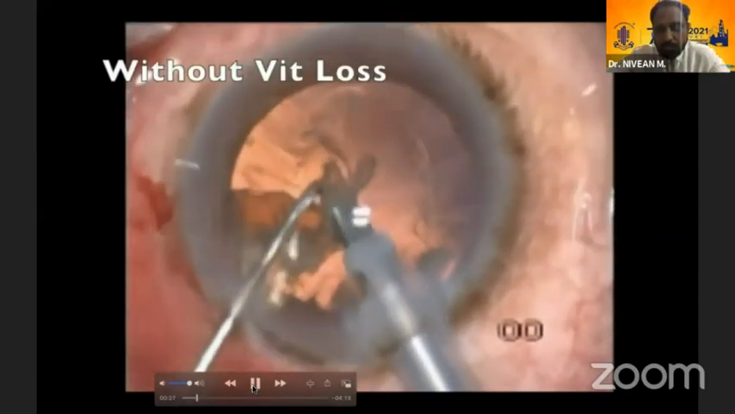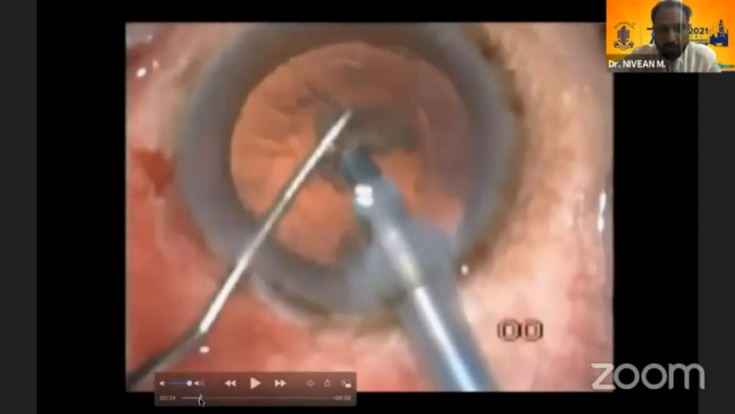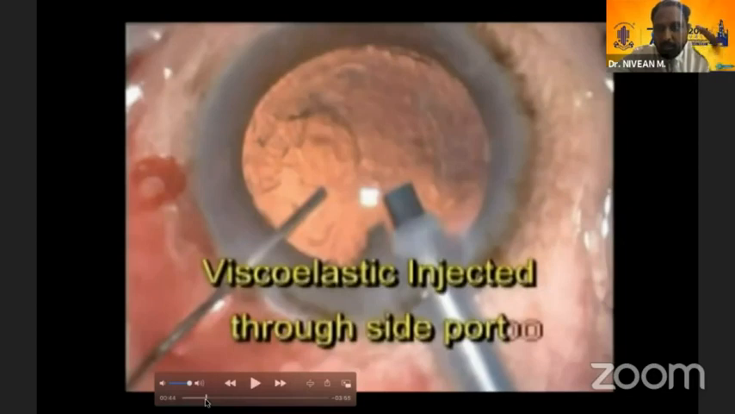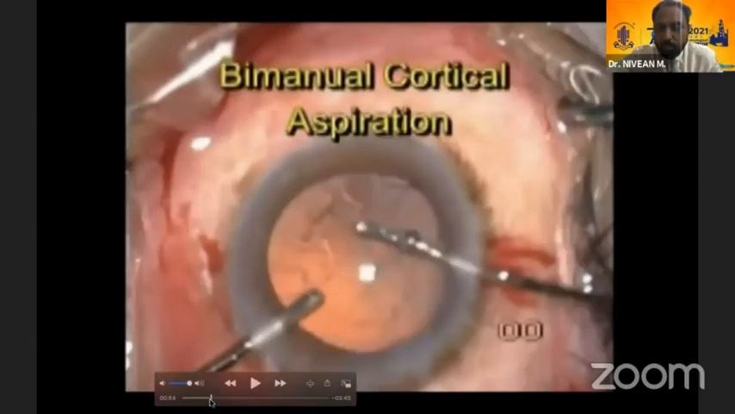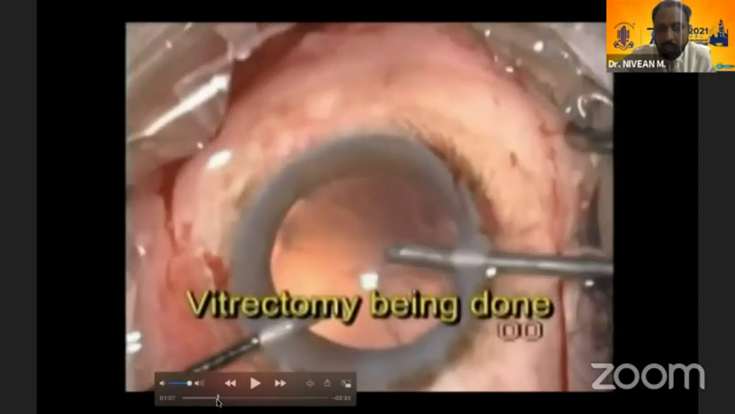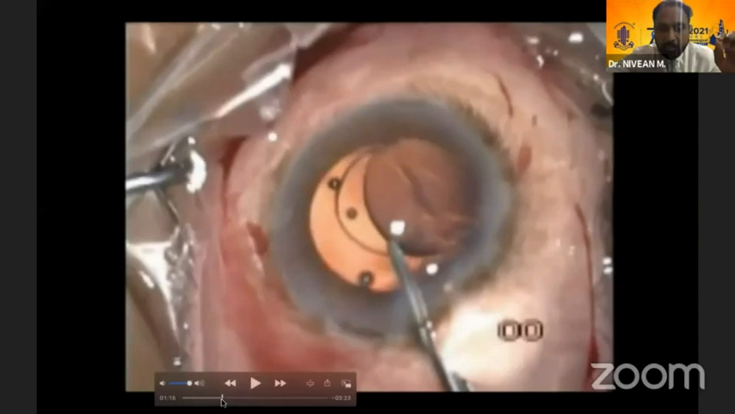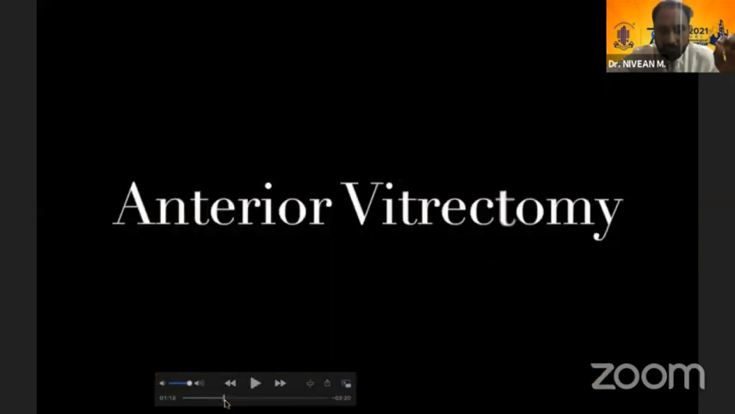The first thing is early recognition of at what step the rent actually happens. Once we find that out, we prevent extension by putting viscoelastic, keeping the chamber tight and making sure that the rent does not extend. Then doing a good cortical cleanup, making sure there is no vitreous remaining in the wound, and then placing the IOL. So now let us see some SICS cases where we apply these techniques.